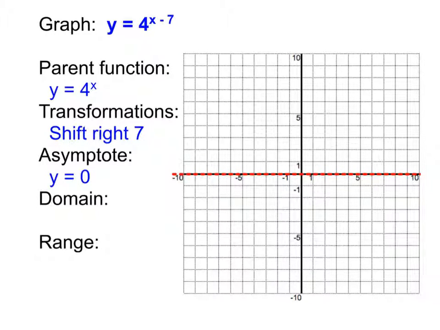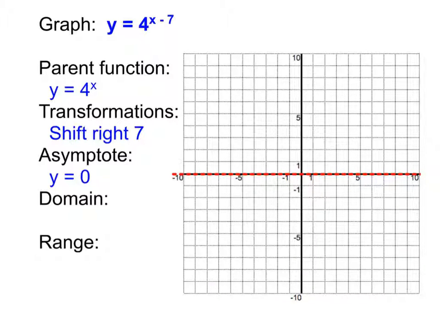Now since the only transformation here is that it's shifting right 7, our asymptote, which started here at 0, if I take that horizontal line and move it over, it's still at the same height. And so our asymptote is unaffected by that horizontal shift.